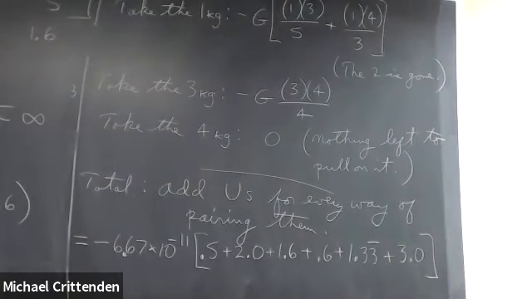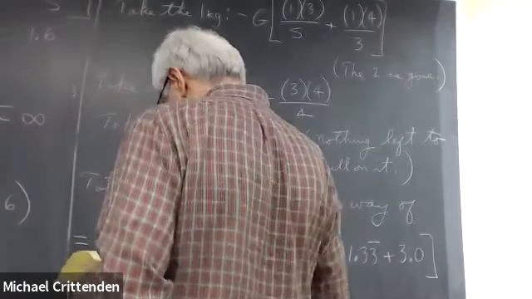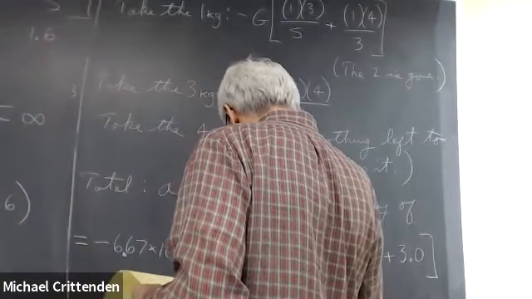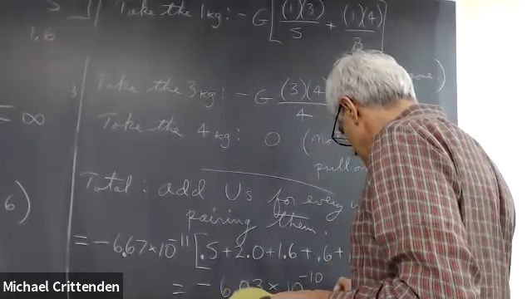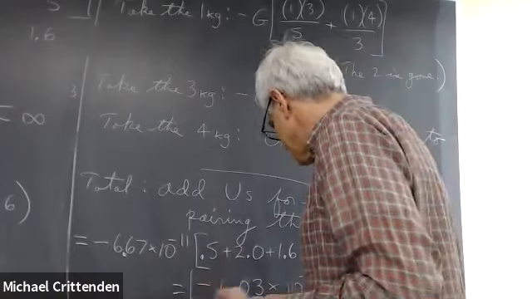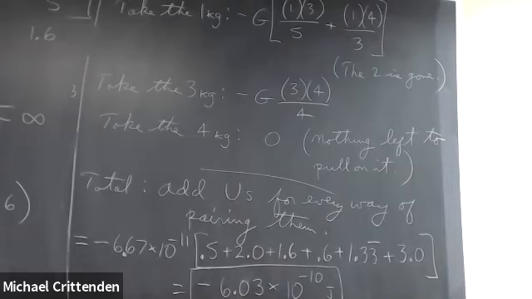And I guess I can squeeze the answer in on the bottom. So potential energy of the entire group is negative 6.03 times 10 to the negative 10 joules. That's how much energy you'd have to provide to get this whole group up to an energy of 0.